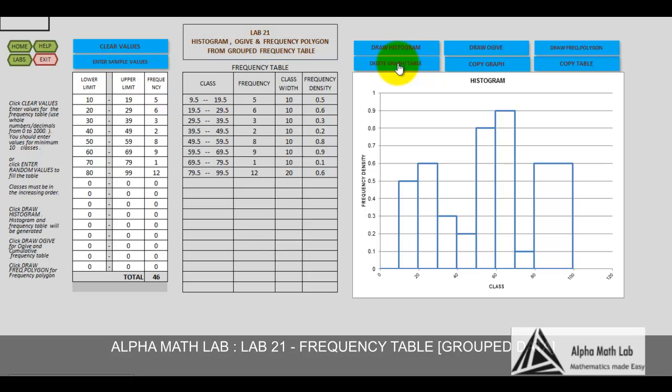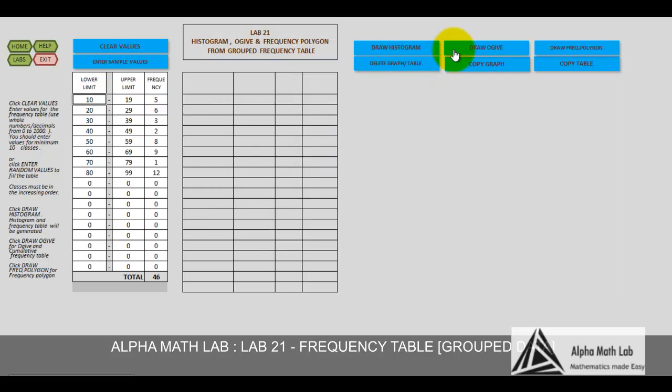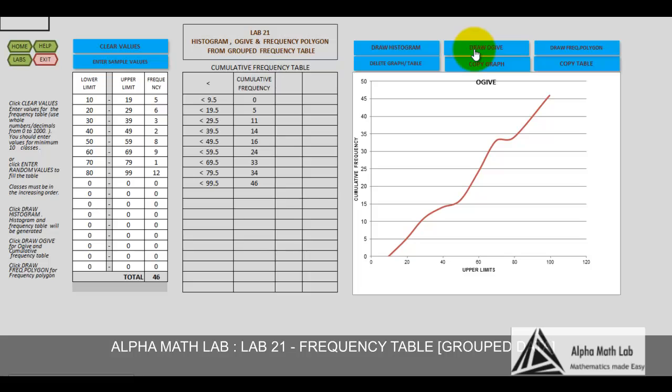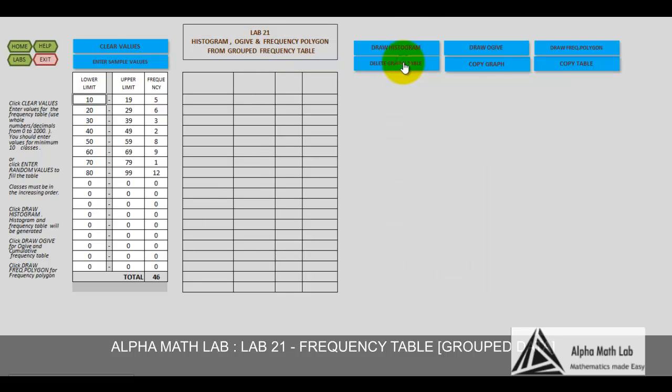Delete graph. Draw ogive. MATLAB prepares a cumulative frequency table with upper limits of the classes, upper limits of the continuous classes, and plot an ogive. Delete the graph again.